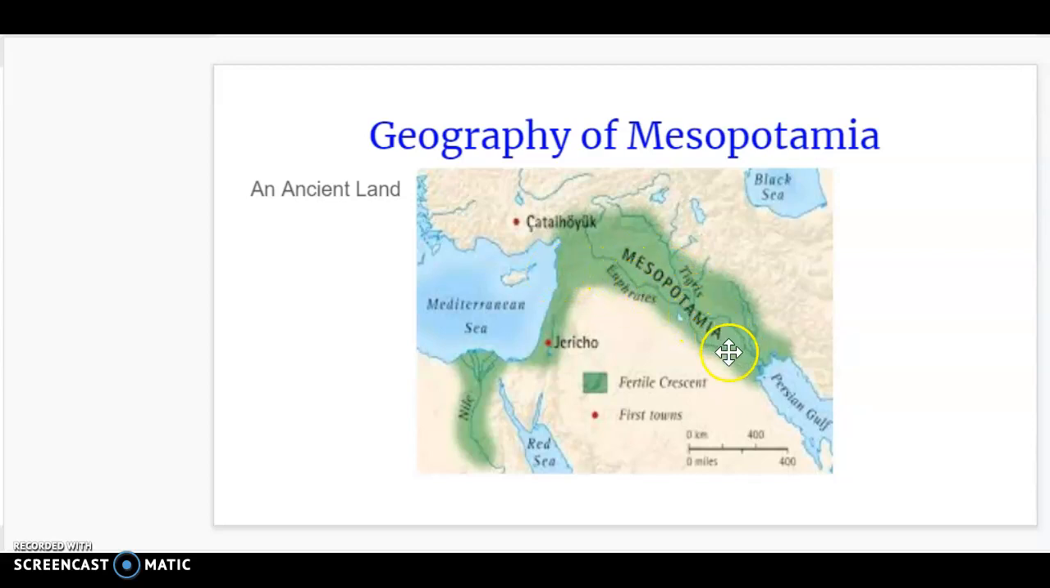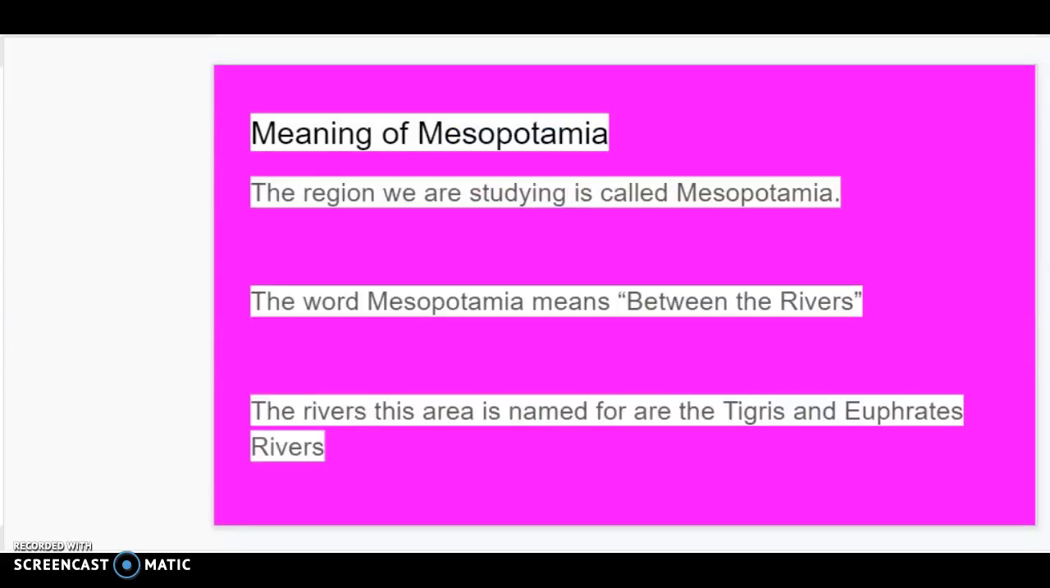And it is referred to as Mesopotamia or the Fertile Crescent. It's crescent-shaped, and fertile means great for farming because of the water. So first we need to understand why it's called Mesopotamia and what that means. Mesopotamia means between the rivers. The rivers that this area is named after are the Tigris and Euphrates rivers, and you'll be labeling them on your map both today and tomorrow.